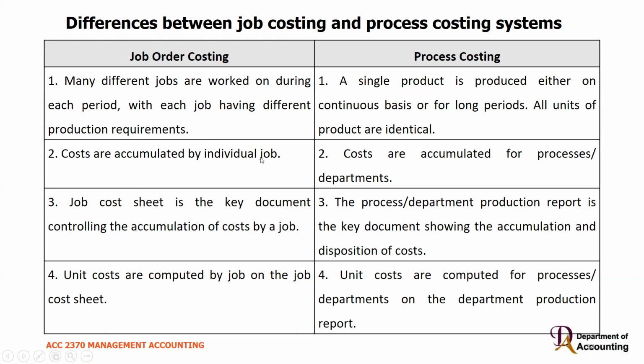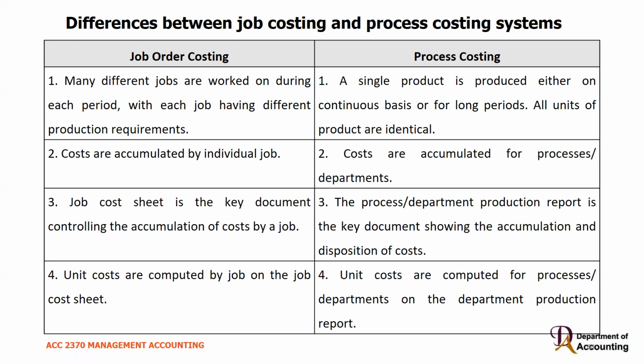Second, in job order costing, costs are accumulated by individual job. If you take one job, you accumulate the cost for that particular job. But in process costing, costs are accumulated for processes or departments. You accumulate the cost for one particular process, and after that you allocate cost to units. All the units past that process will have a cost. That is the difference.